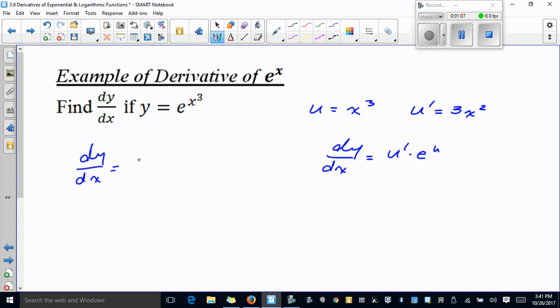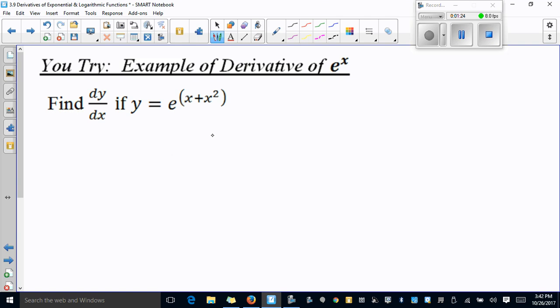Okay, next one. u equals x plus x squared. u prime is 1 plus 2x. And our derivative is u prime times e to the u. So we come over here, dy/dx equals u prime, 1 plus 2x, e to the x plus x squared.